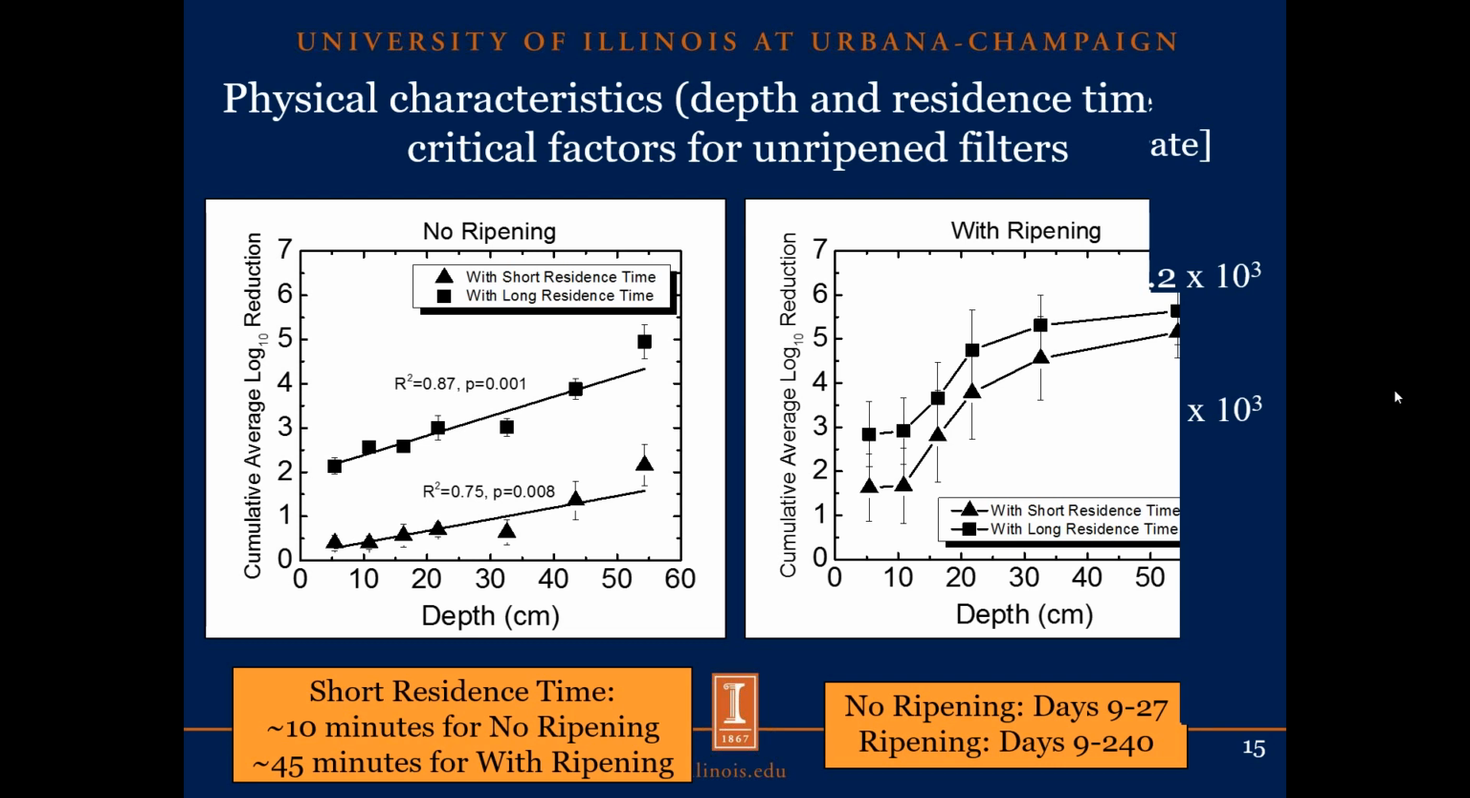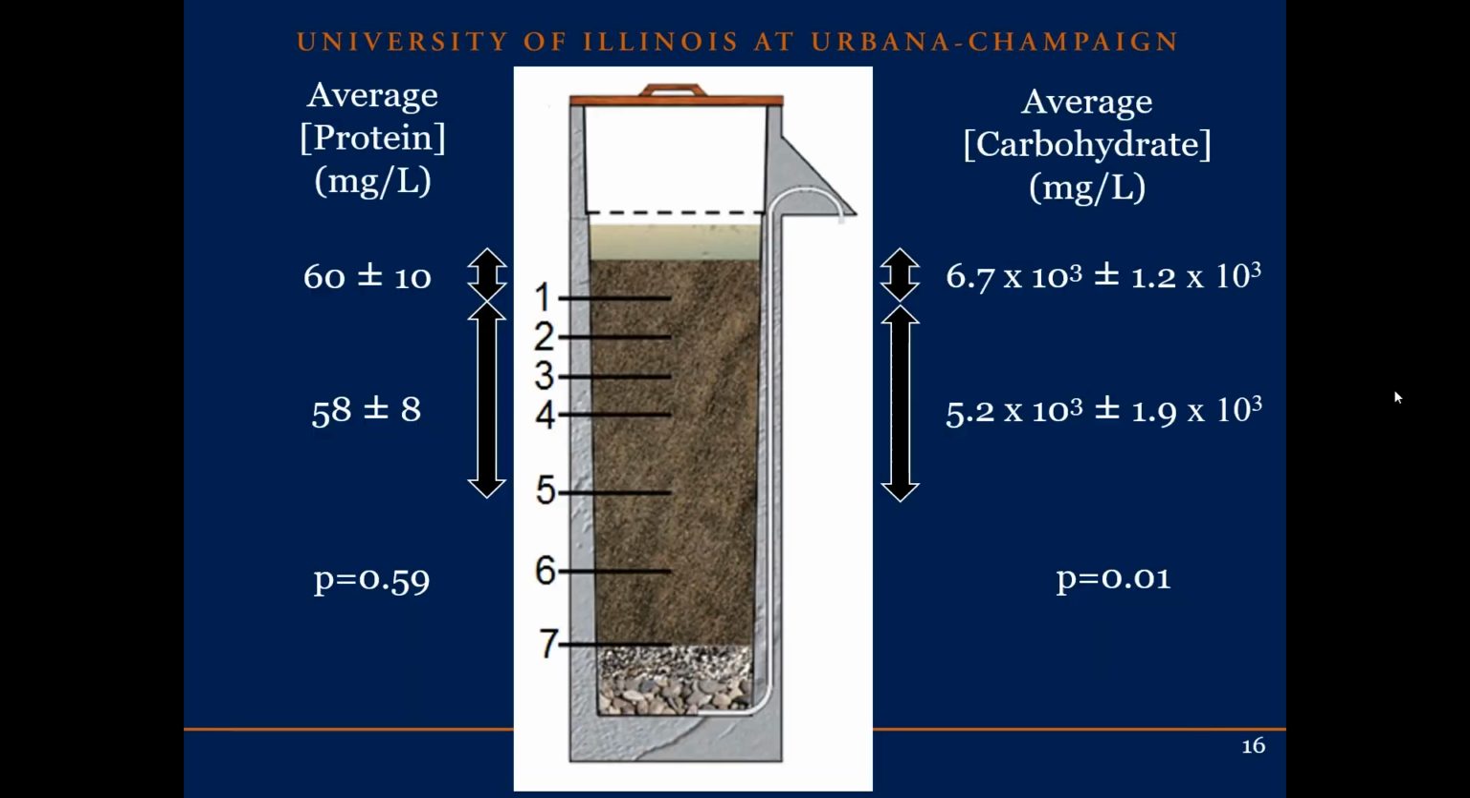Another important thing to note is that physical characteristics like depth and residence time are critical factors when the filter is unripened, meaning the biofilm is not fully developed. And we can see this through the 2 plots that we have here. So for a non-ripened filter, we see that there's an exponential dependence on reduction, compared to a ripened filter where the highest reduction takes place in the biolayer.